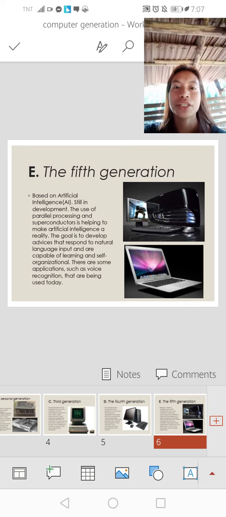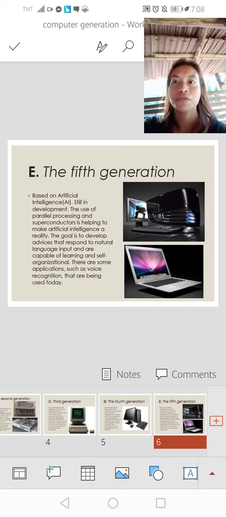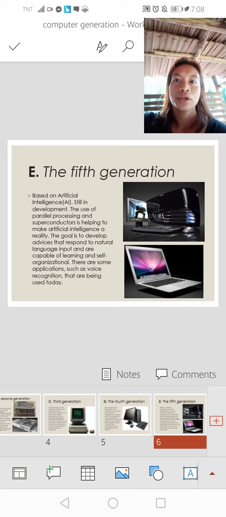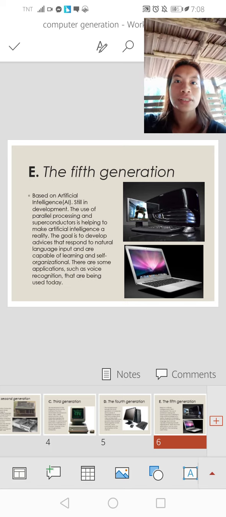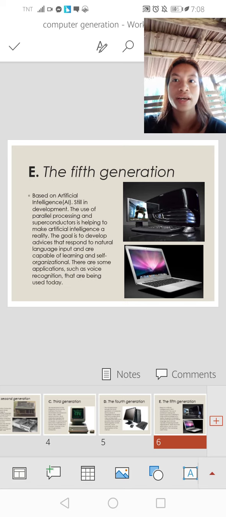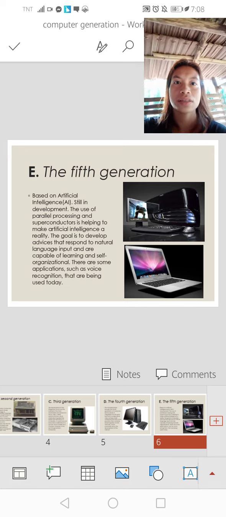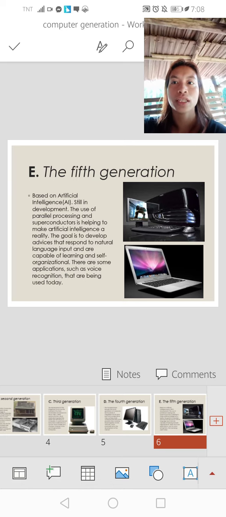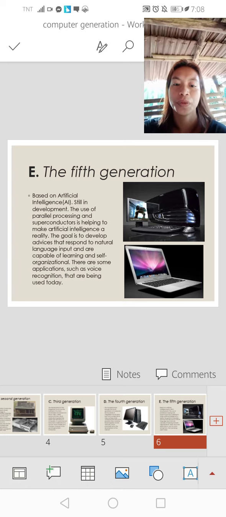The fifth generation computers in the future will use ultra large scale integration, and will be faster and cheaper, with self-reliance, nanotechnology, and intelligent computers.